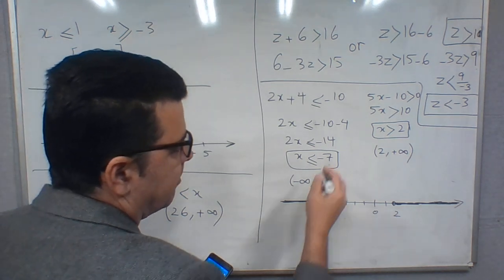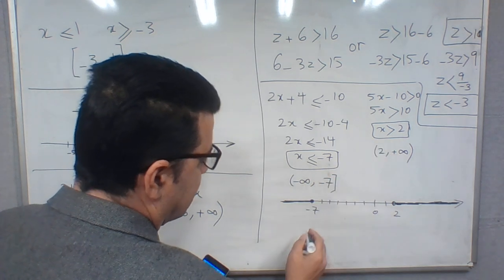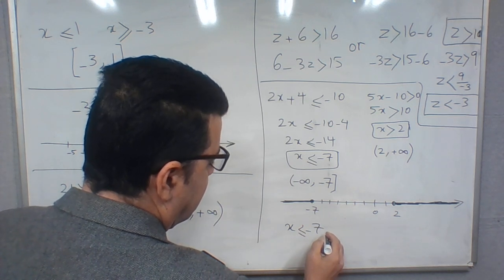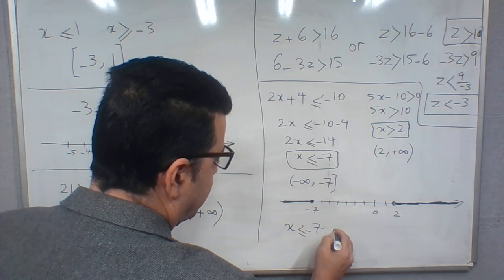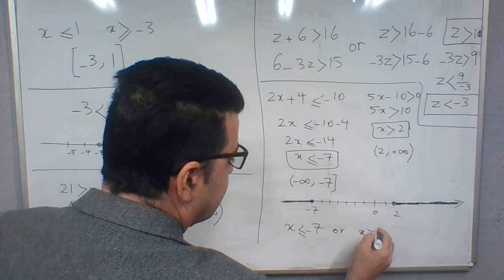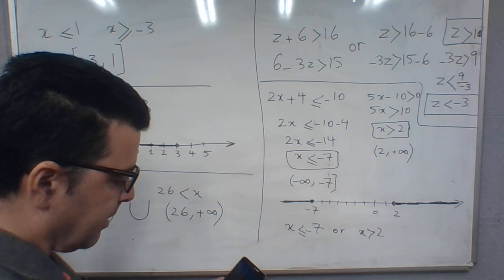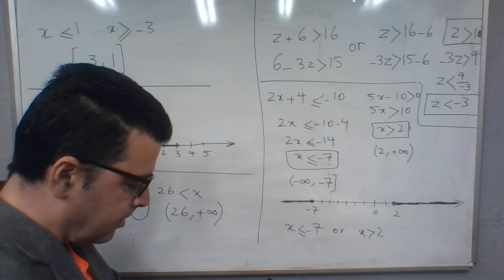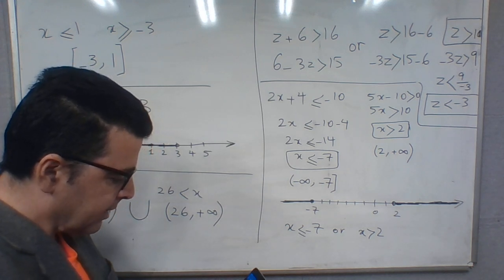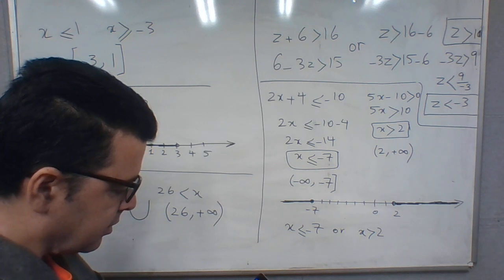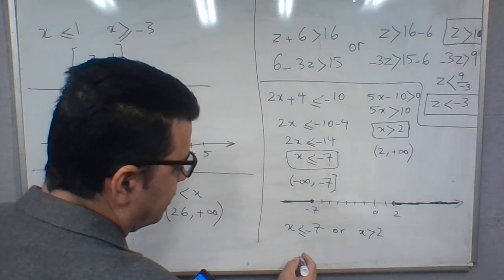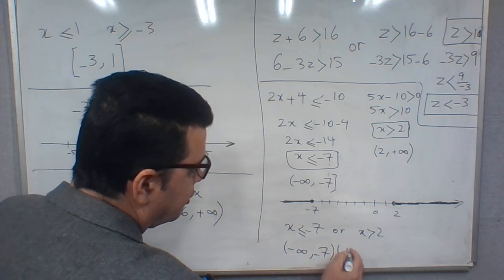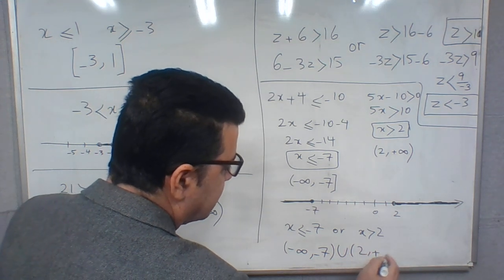Maybe we can just make the union of these two. So x less than or equal to negative 7 or x greater than 2. Or is the same as union. Write your answer in interval notation. Okay, the interval notation is this: negative infinity and negative 7 union 2 and positive infinity.